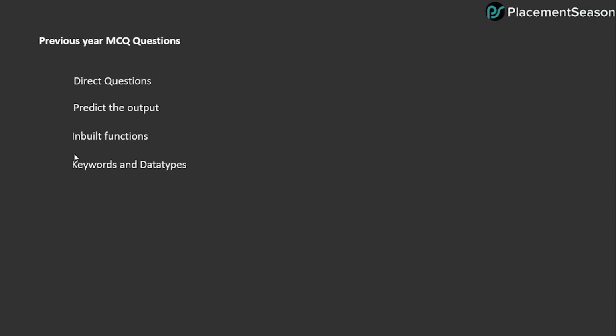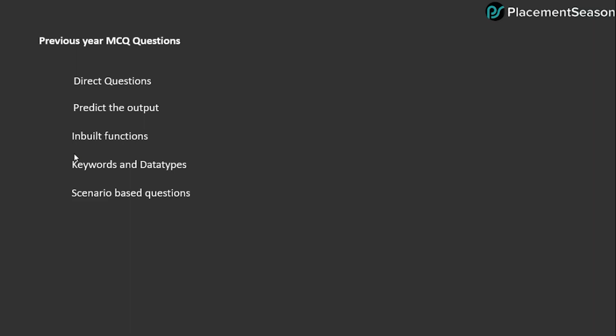The fourth type of questions you can expect in the MCQ section is based on keywords and data types. In general, these keyword and data type based questions are very simple. It's kind of a direct question, but using some of the terms and keywords in the Python language.